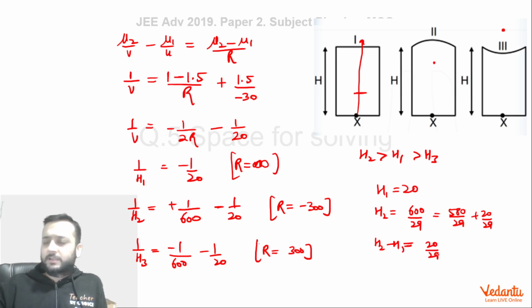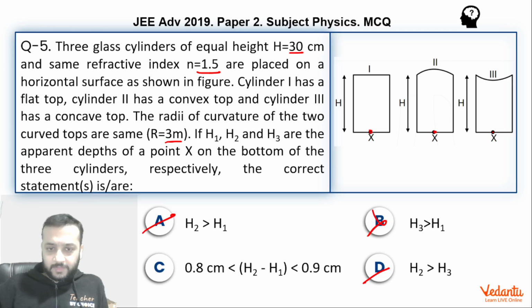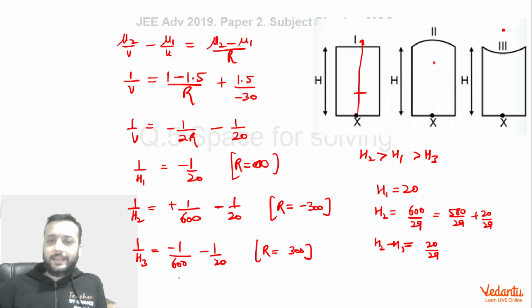Now it is easy to see the value of 20 by 29, what will it be around? It will be less than 0.7, okay, because 29 into 6 is 174. So 29 into 7 will exceed 200, which will be around 203, I guess. So this will be less than 0.7, and we are being given 0.8 to 0.9, and hence this is also wrong. So options A and D, my dear friends, will be the correct answer for this question. I hope you have understood. That's all. Thank you.